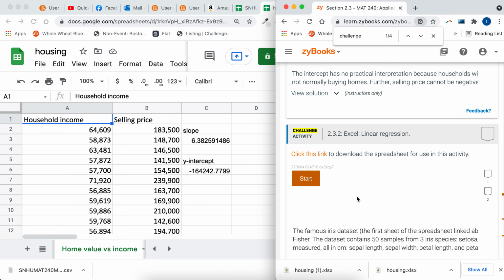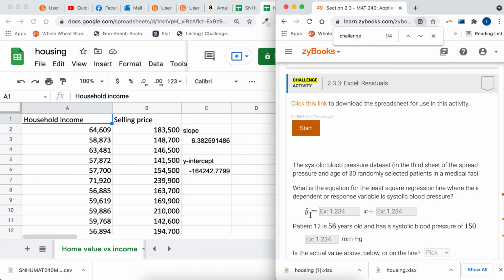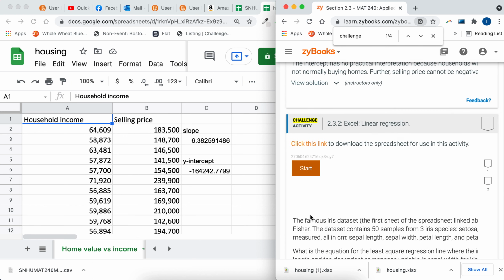Okay, so I gotta pause the video because I'm actually not sure if my audio is recording.